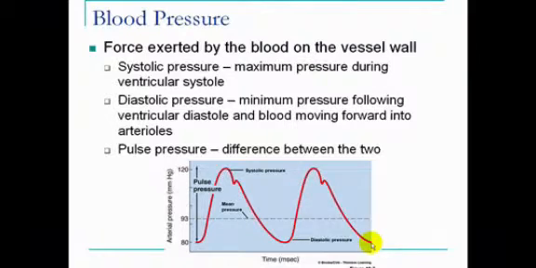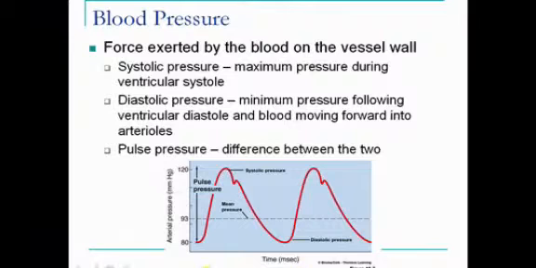So blood pressure is the force that is exerted by the blood on the vessel wall. When you take someone's blood pressure, you get two measurements: a top number and a bottom number. The top number is your systolic pressure, the pressure in that blood vessel when the ventricles contract, or during ventricular systole. The bottom number of your reading is your diastolic pressure, the minimum pressure in your blood vessel when the ventricles relax or go into diastole.